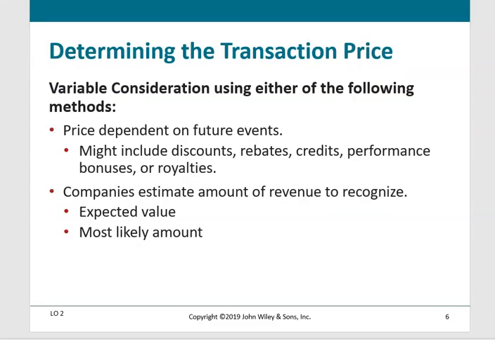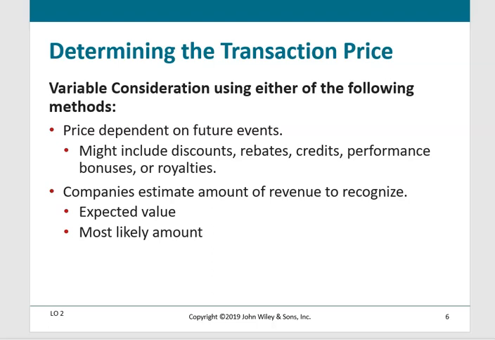When we don't know for sure or with certainty what the amount of consideration is in the contract, because that amount depends on some future event or outcome, we call that variable consideration. That variable consideration might be due to a discount that may or may not be taken by the customer, rebates that may or may not be taken, credits that might be given, performance bonuses, or royalties.